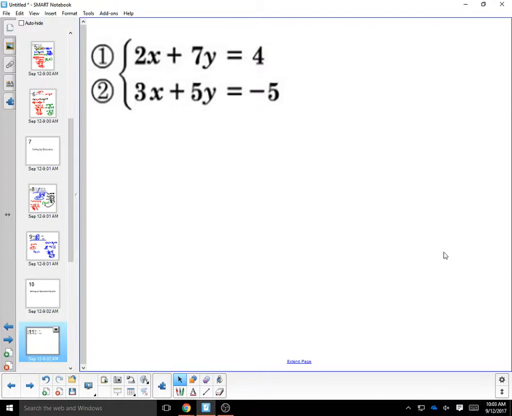Truly, it doesn't matter. I'll go after x's because it's little, and when I look at x's, the numbers are smaller. So here's what I'm going to do.